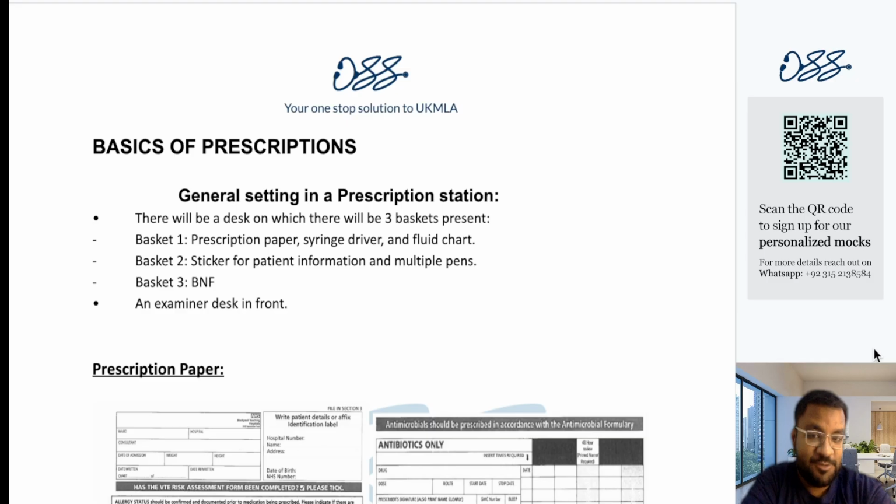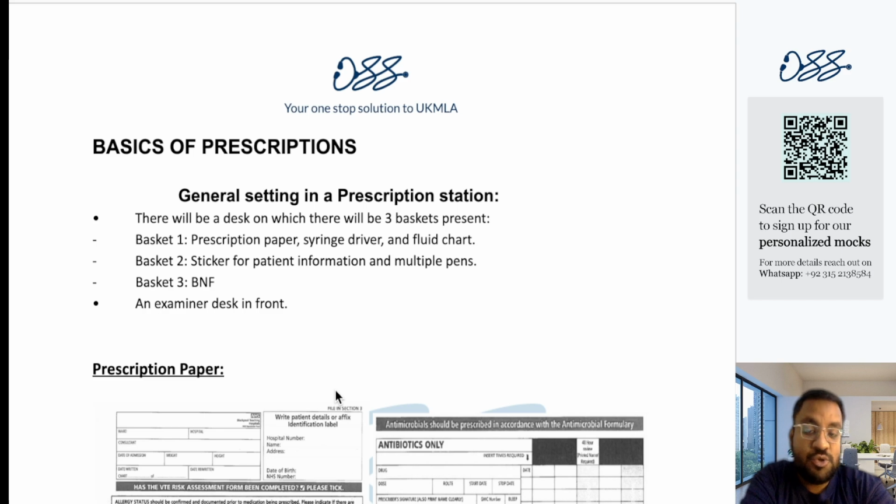Let's just continue and begin our last lecture of the success course of the UKMLA 2 exam. The topic that we are going to discuss today is going to be prescriptions. Okay, so prescription station is something that would definitely show up in the exam, and there wouldn't be a day on which GMC would not be testing a prescription station.